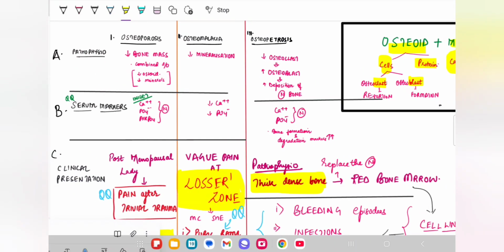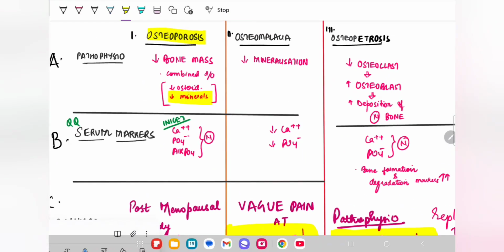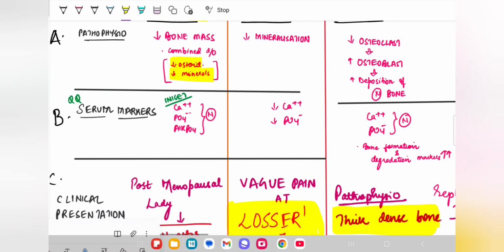In osteoporosis, if we see, it's a disorder which is seen in elderlies. In elderlies, there's decrease in both minerals as well as the osteoid. It means there's decrease in overall bone mass. So ultimately, what we'll see is the ratio remains the same. So the serum markers, that is calcium, phosphate and alkaline phosphatase, all remain normal.